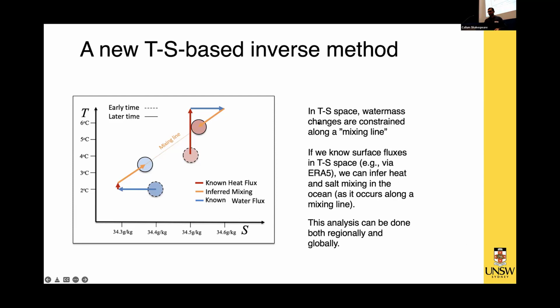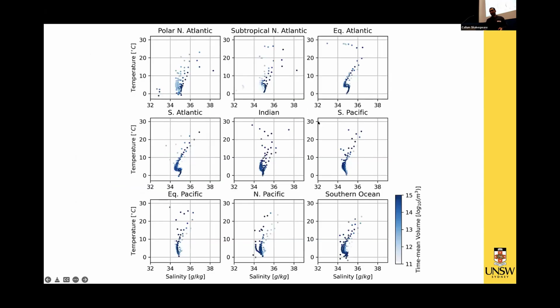Okay, so hopefully I've done that. Yeah, so based on these different basins, we can do the analysis both globally, but we can also look just at the Southern Ocean, for example, right?